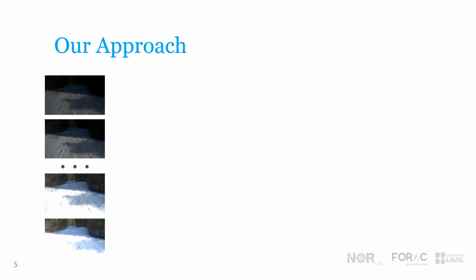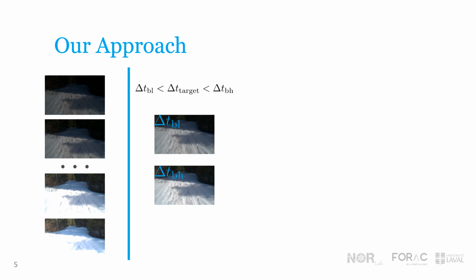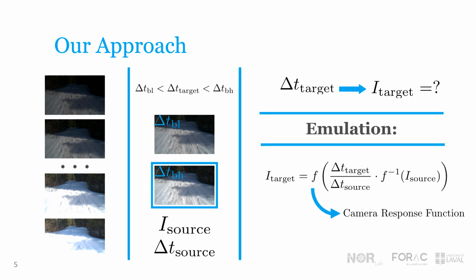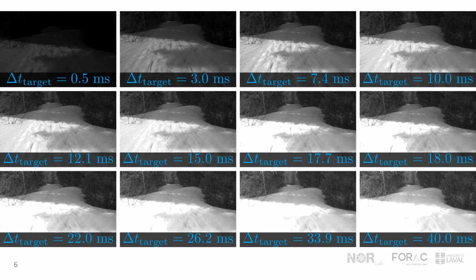As input to our system, we use one exposure time cycle from our bracketing. Then, we find the two images from our input which bound the target exposure time and select the less saturated one. Finally, knowing our source image and its corresponding exposure time, we can emulate the desired image following this equation. Here, f is a camera response function. With our emulation protocol, we are able to produce images at any exposure time for the same scene, as shown here, where we randomly emulated images from 0.5 to 40 milliseconds.